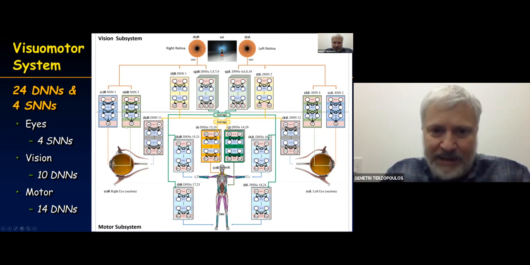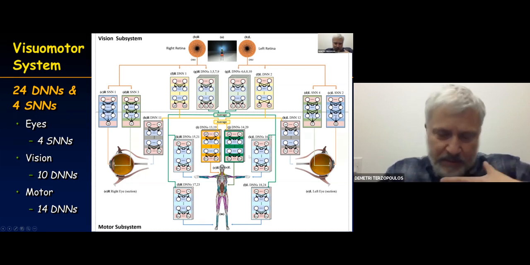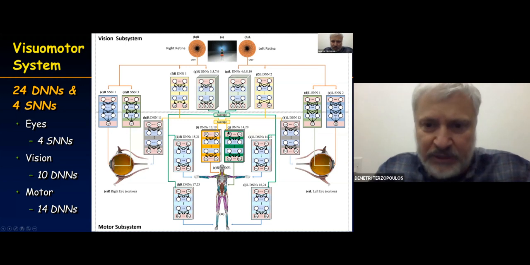Here we have the two eyes, the right eye on this side, left eye on this side, and their own. This is the oculomotor control system for each eye over here. And then we talked about the motor control system, the body motor control system with its 6 neuromuscular motor controllers.